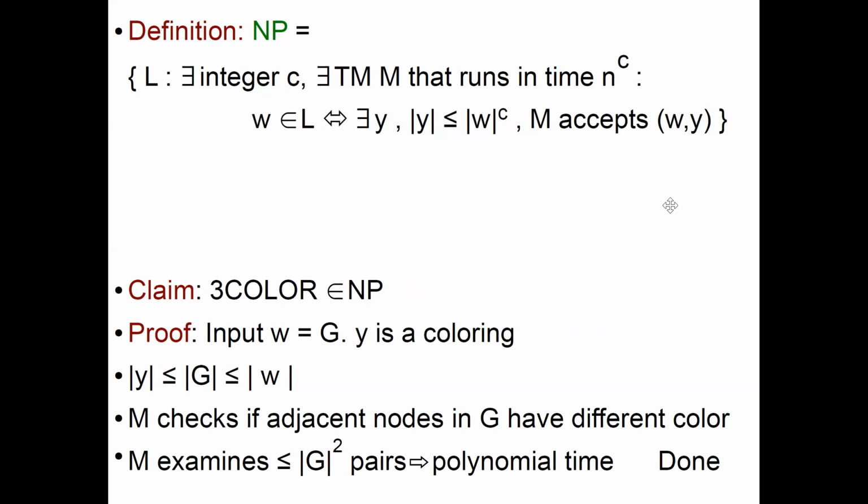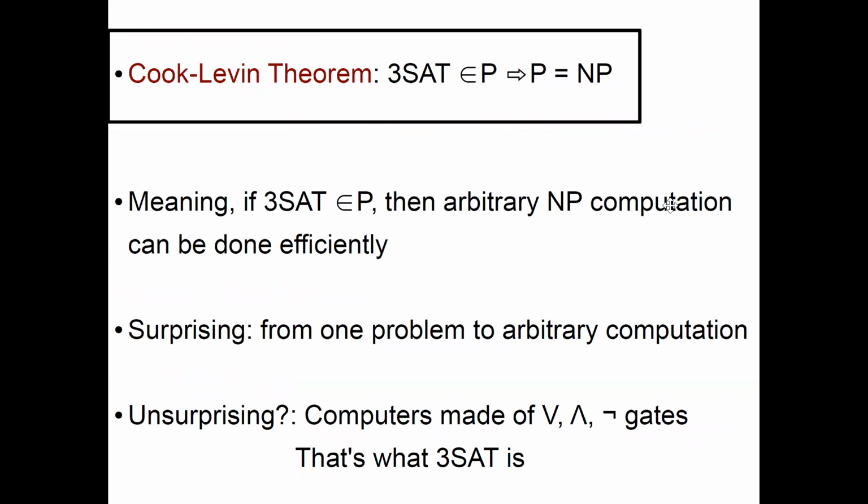Tricolor, same story. Y can be a coloring. Coloring is short, and checking if the coloring is correct is a polynomial time computation. Okay, and now the big result in this area is this completeness result. It's called the Cook-Levin theorem that shows that 3-SAT is in P implies that P is equal to NP.